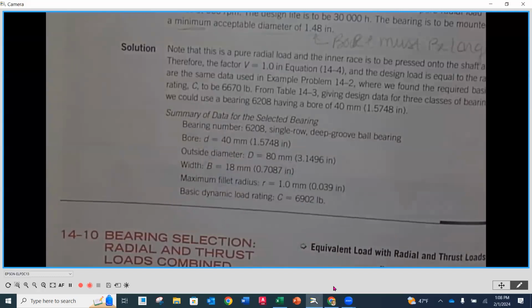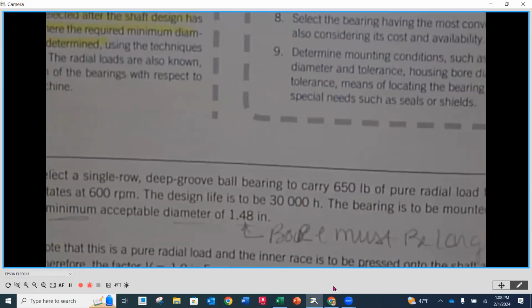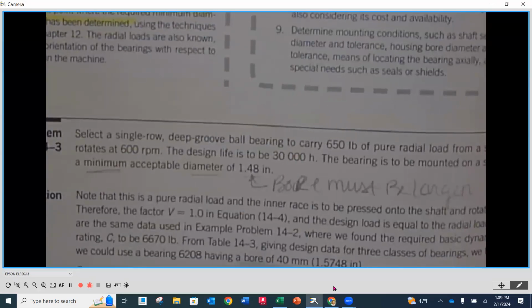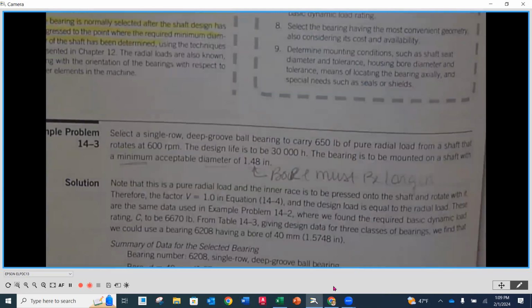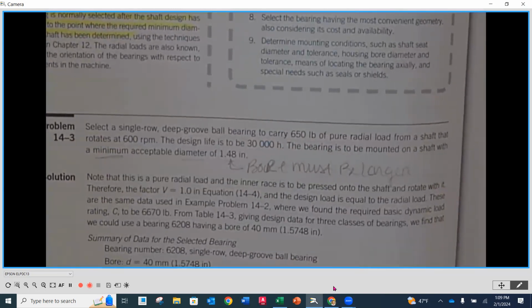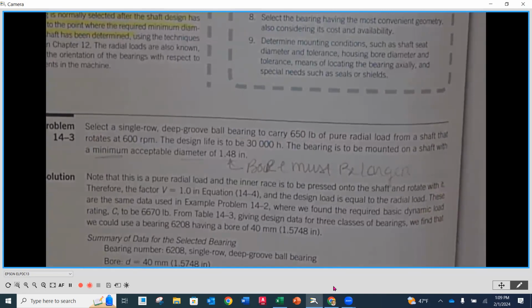I'm going to go underneath. We'll look at the problem statement here so we get all the details. And it says here, this is on page 576. We want to select a single row deep groove ball bearing to carry 650 pounds of pure radial load from a shaft that rotates at 600 RPMs. The design life is 30,000, sound familiar, and the bearing is to be mounted on a shaft with the minimum acceptable diameter to be 1.48. This would be what the minimum shaft diameter is. So this has to be the smallest bore that this can take. So they're adding that information for us.